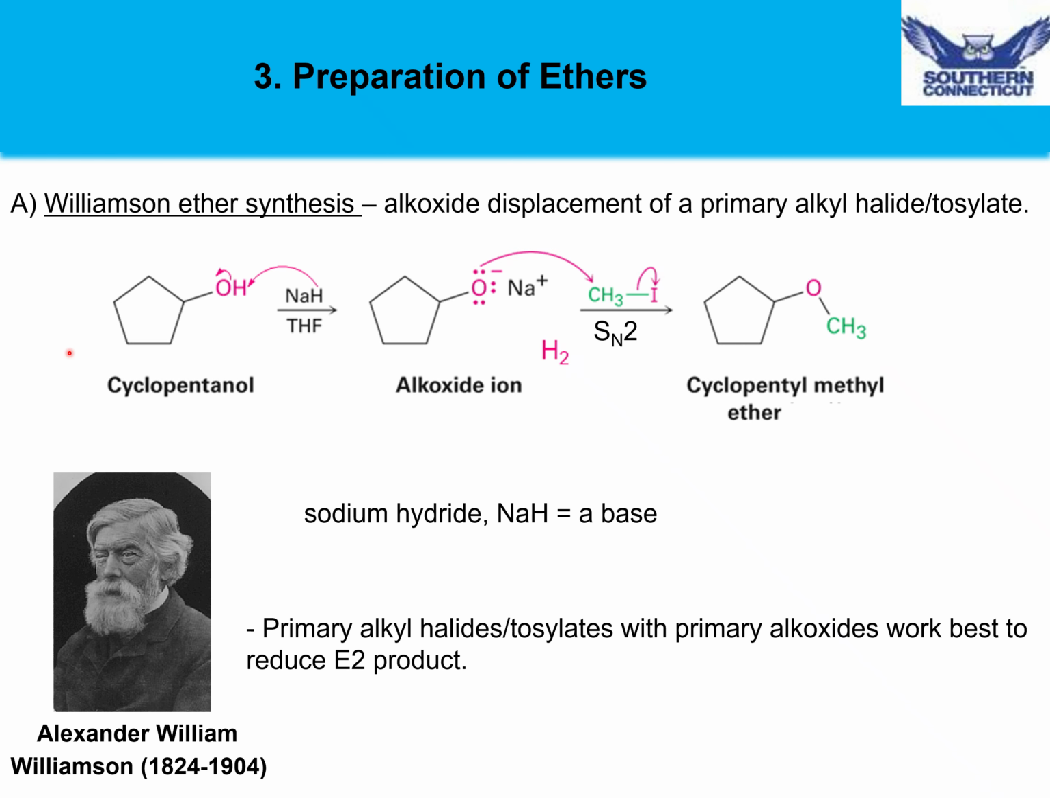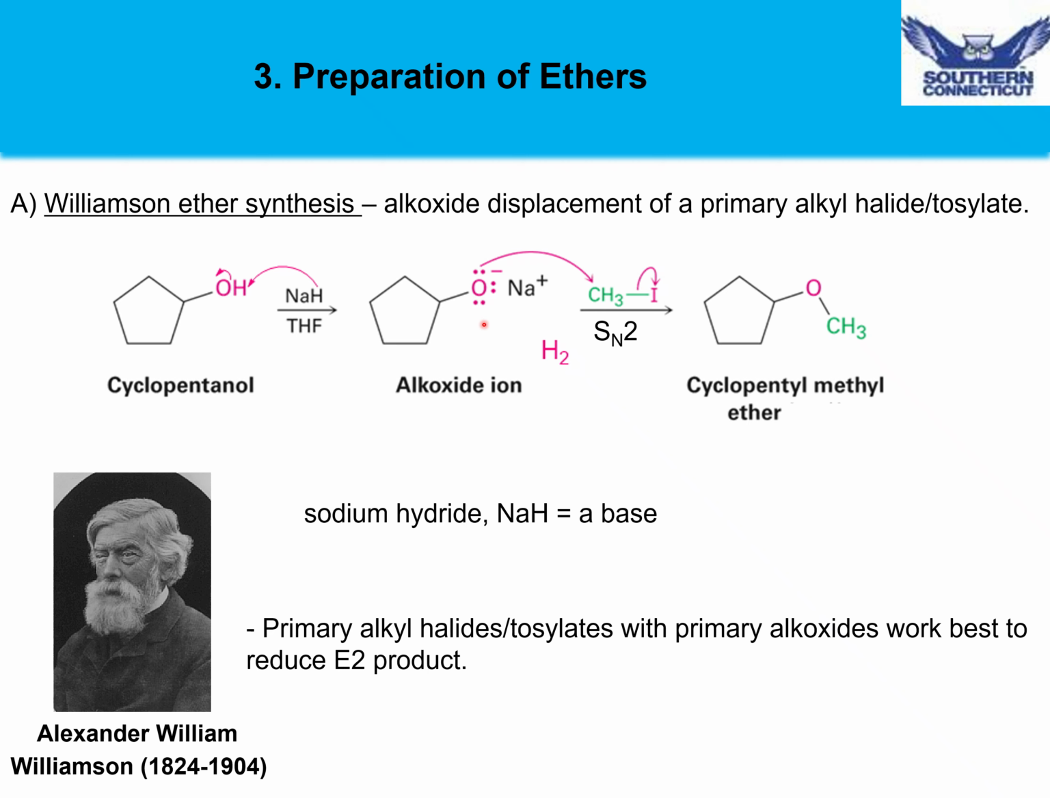For example, with cyclohexanol, when we add sodium hydride, which is a base, the sodium hydride will remove the hydrogen on the alcohol to make an alkoxide ion, which is a much better nucleophile than the alcohol.